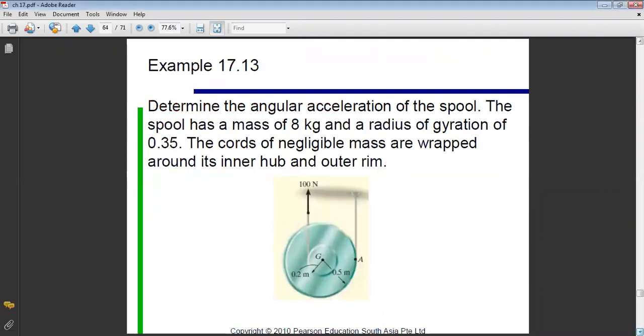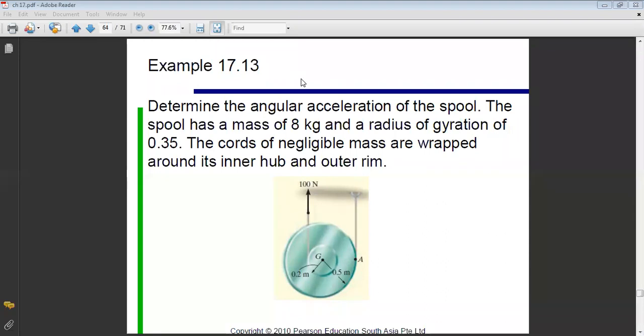Now, let's do a problem on this. Determine the angular acceleration of the spool. The spool has a mass of 8 kg and a radius of gyration of 0.35. The cords of negligible mass are wrapped around its inner hub and outer rim. So in this problem, we have the following rigid body connected to a cable. This cable is going through the outer and inner hub of the spool.